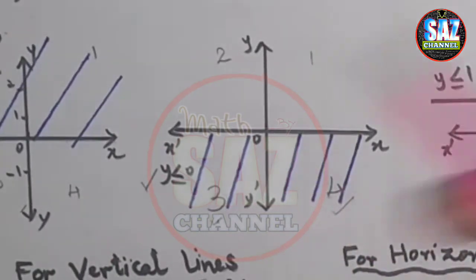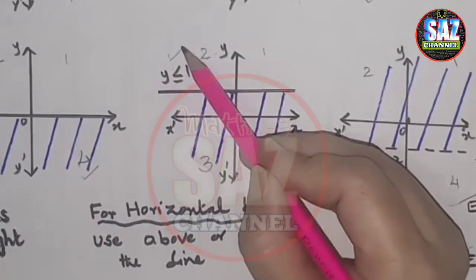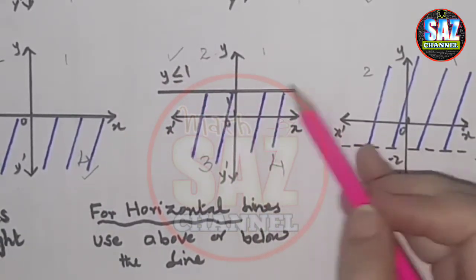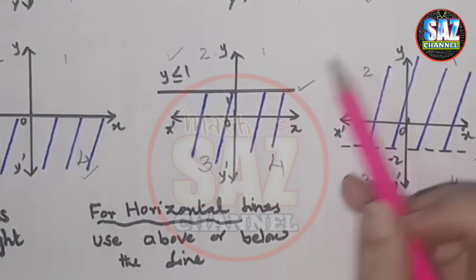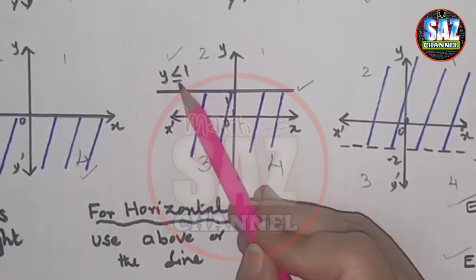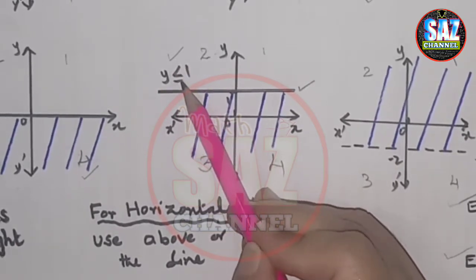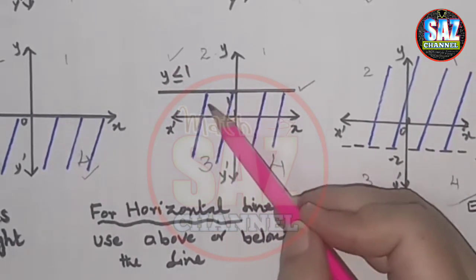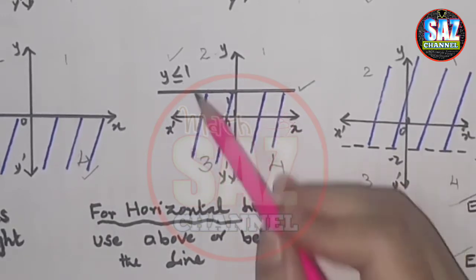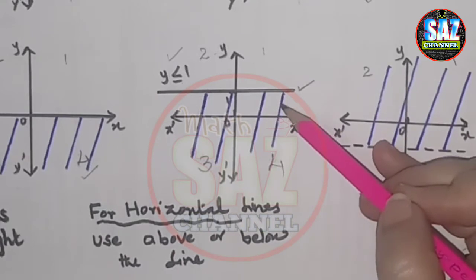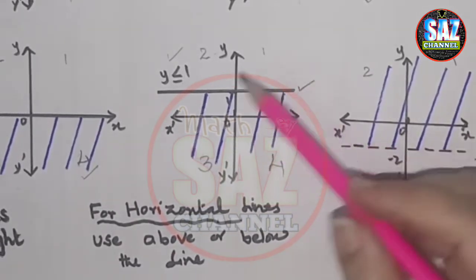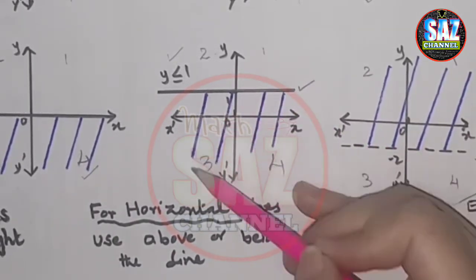Coming to the next situation, suppose y is less than or equal to 1. First of all, draw the line at y equals 1. And then see, we need the condition y less than or equal to 1. That is, we need values of y less than this number. So y values are less than this number towards this side. So we will be shading below this line.